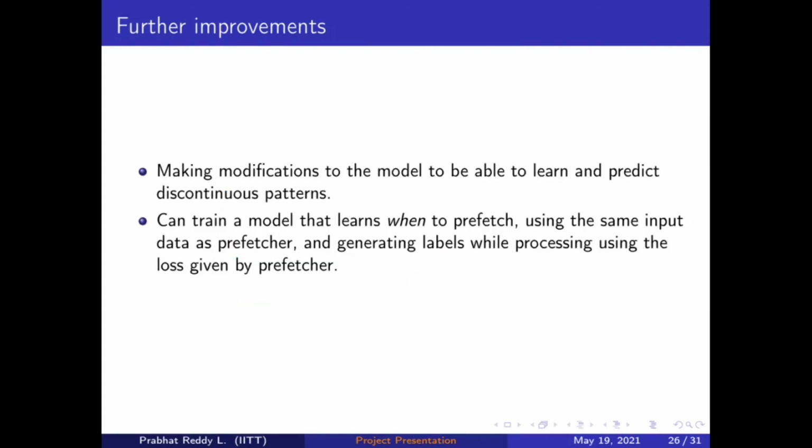So here are a few plausible improvements. We can make modifications to the model to be able to learn and predict discontinuous patterns, as we saw in the input data. We can also train a model that learns when to prefetch, using the input data as the prefetcher and generating labels using the loss function of the prefetcher itself.